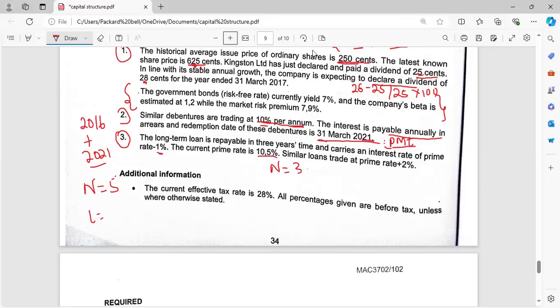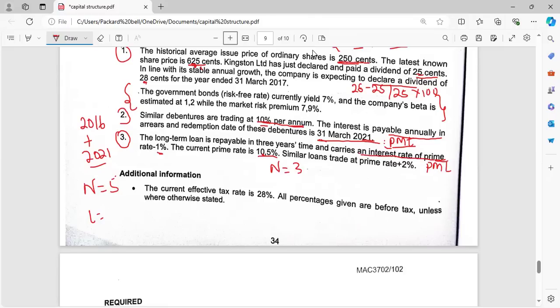So when it is like this, they say the long term loan is repayable in 3 years' time and carries an interest rate of prime minus 1. So you are going to minus 1 from this one. This is the current prime rate, so you are going to minus 1. This interest rate is the rate which the loan came with from the bank. So this is the one that you are going to use to calculate your PMT.